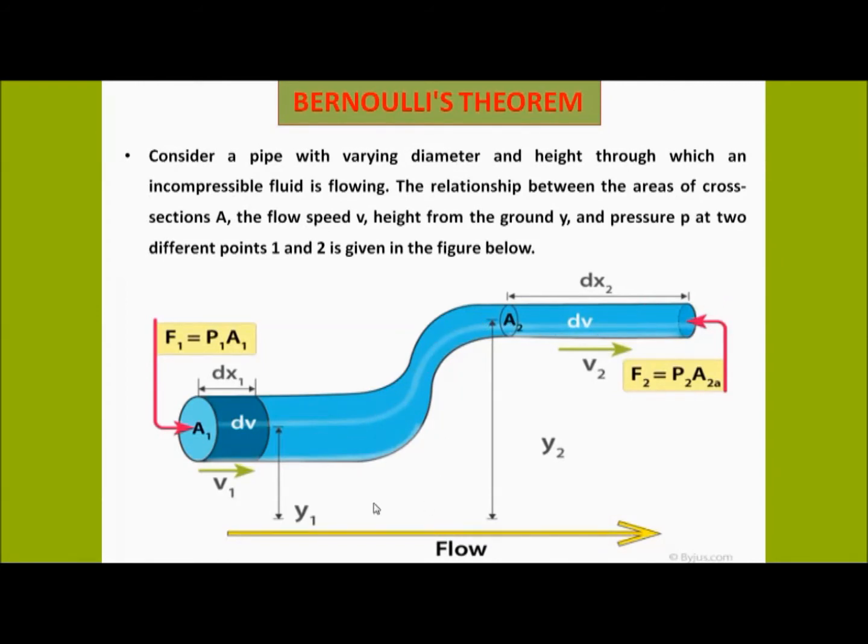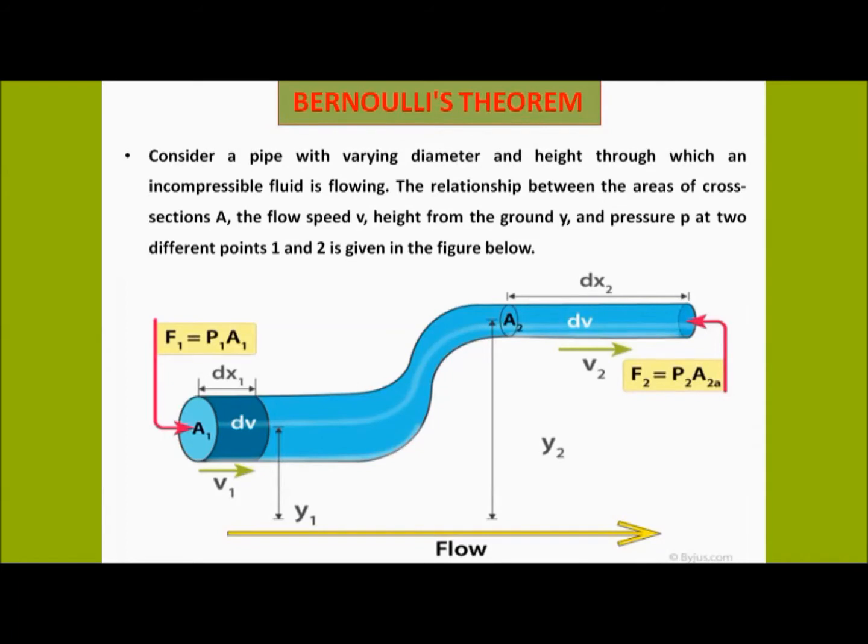And there is a height. This pipe is at some height from the ground. Suppose this is the level of the ground, so this is the height. Here the fluid is at a height of y1. Here the fluid is at a height of y2. So this is point 1 and this is point 2. The pressures are designated as P1 and P2.